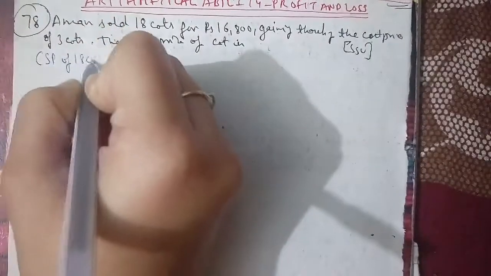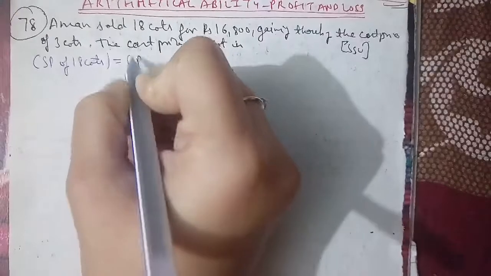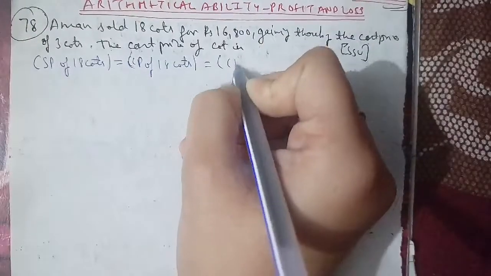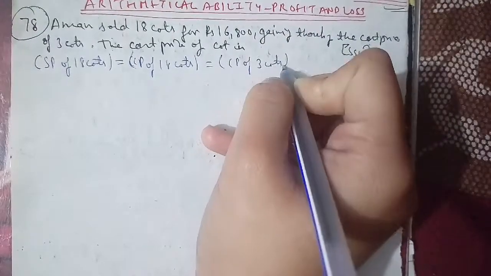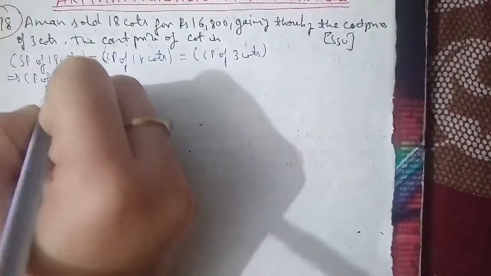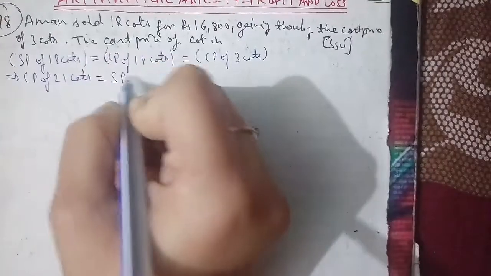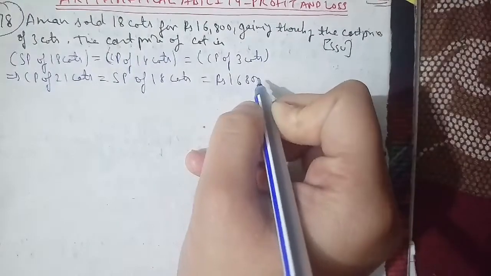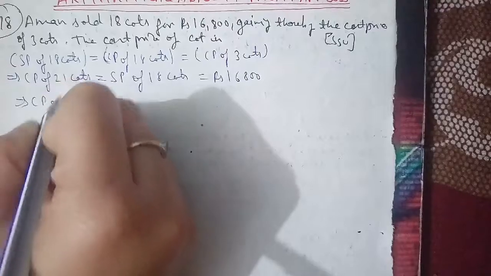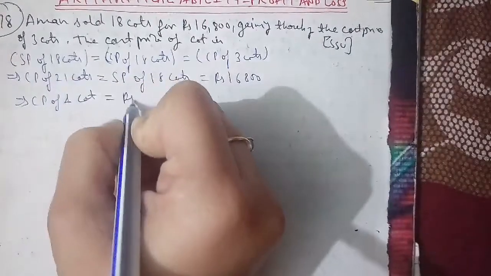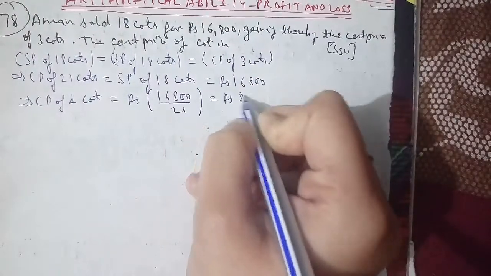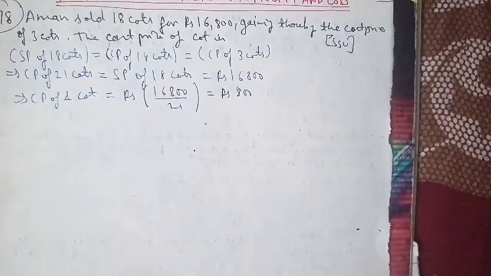SP of 18 cots equals CP of 18 cots plus CP of 3 cots, which equals CP of 21 cots. So CP of 21 cots equals SP of 18 cots equals rupees 16,800, and CP of 1 cot equals rupees 16,800 upon 21, which equals rupees 800. That is our answer. Now we go ahead for the next question.